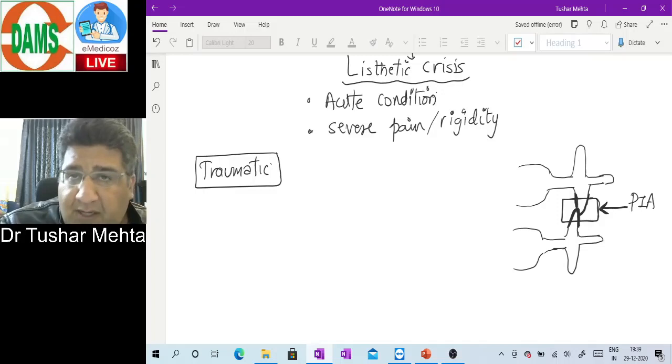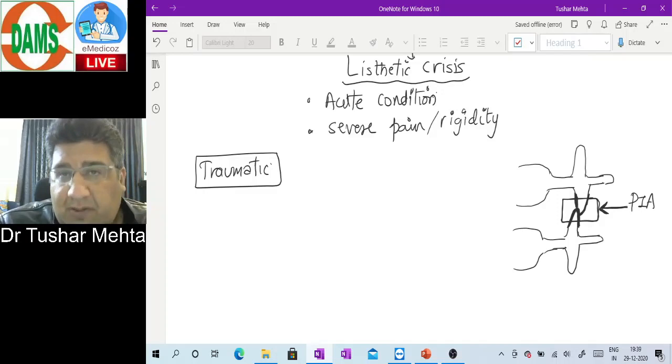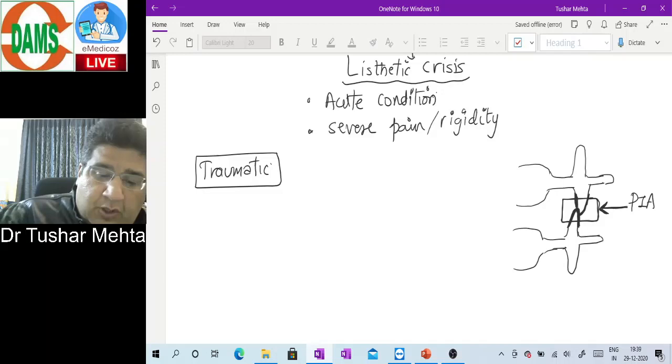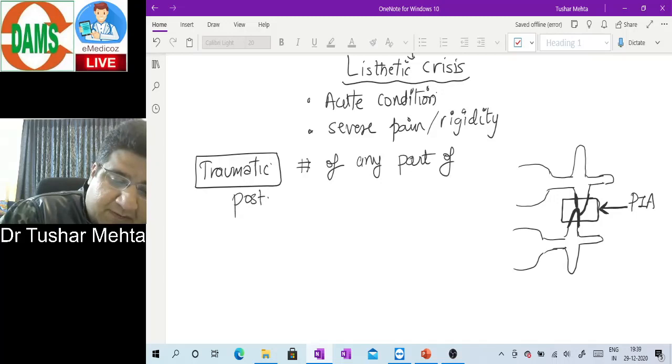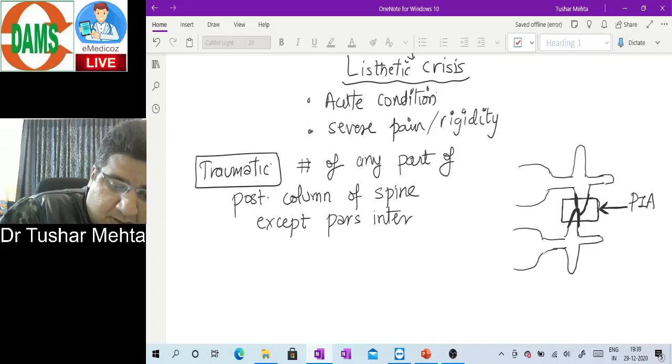Now, apart from these two things, there are other reasons for stability also. Lamina, pedicle, spinous process, there are other reasons of stability also. If they get fractured, a fracture of any part of the posterior column of the spine, except the pars interarticularis, that will be called the traumatic type.